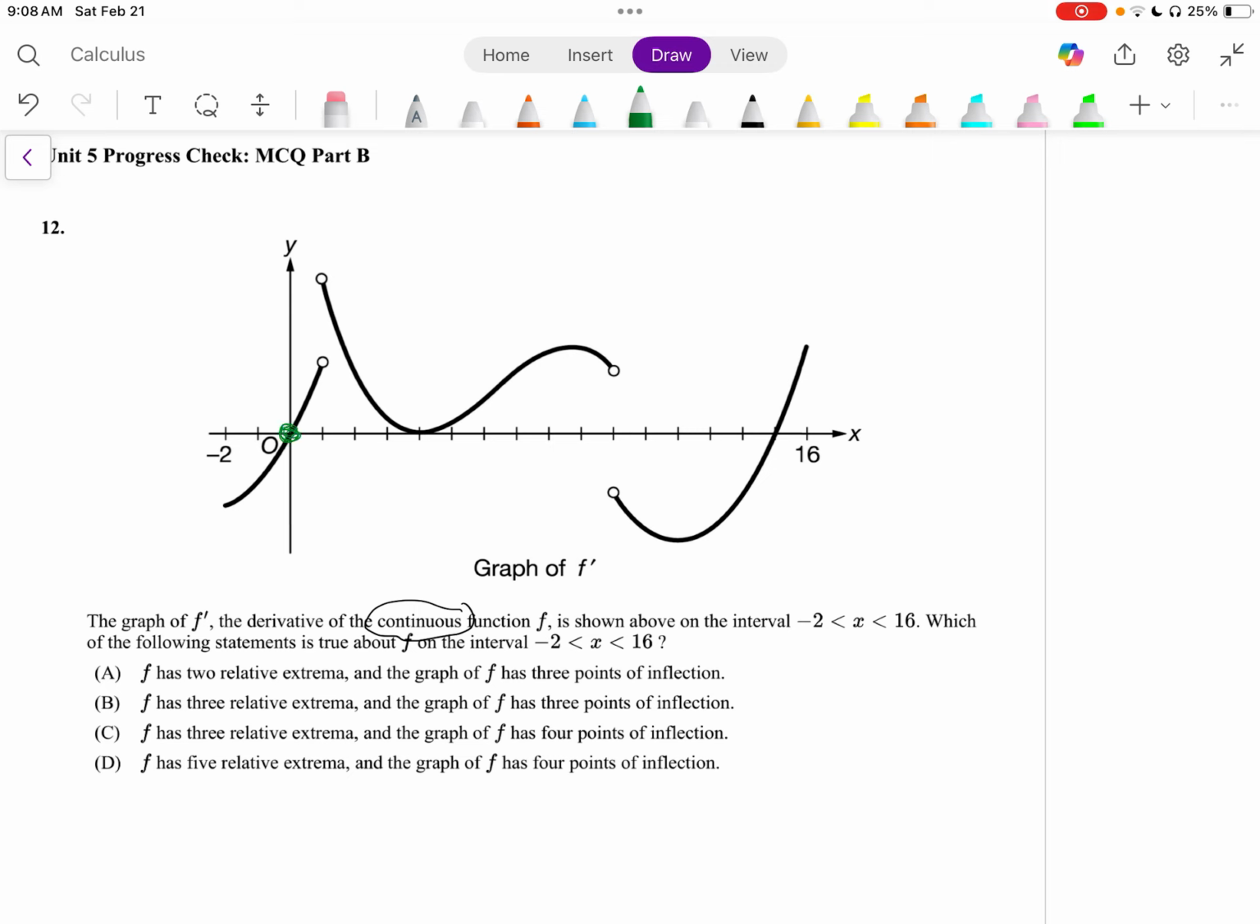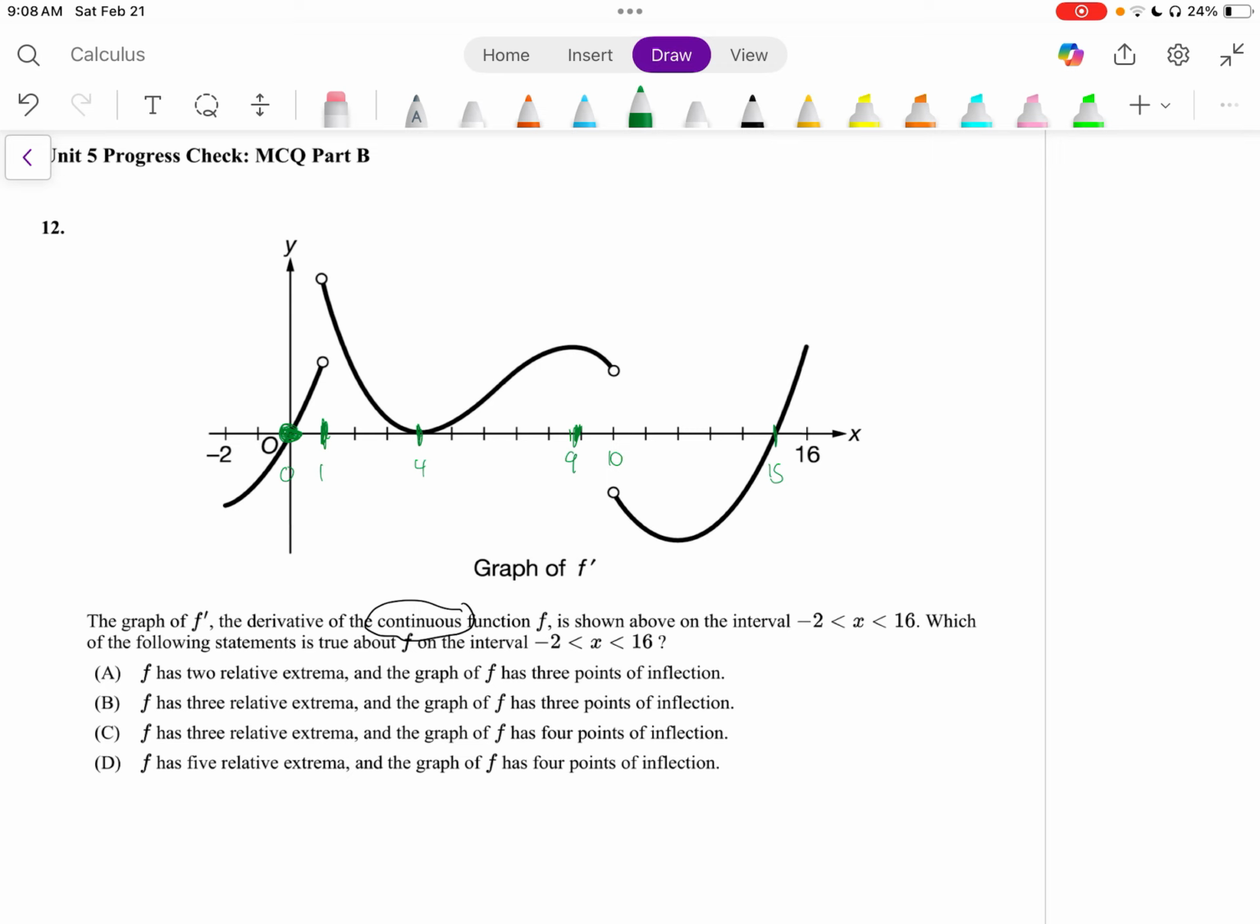Critical number at 0 because it's 0. Critical number at 1 because it's undefined there. Critical number at 4 because it hits 0. Critical number at whatever this is, I guess about 9. We'll say 10. There's a critical number because the first derivative is undefined. And at 15. All right, so we have at least 5 critical numbers, maybe more, but at least 5.